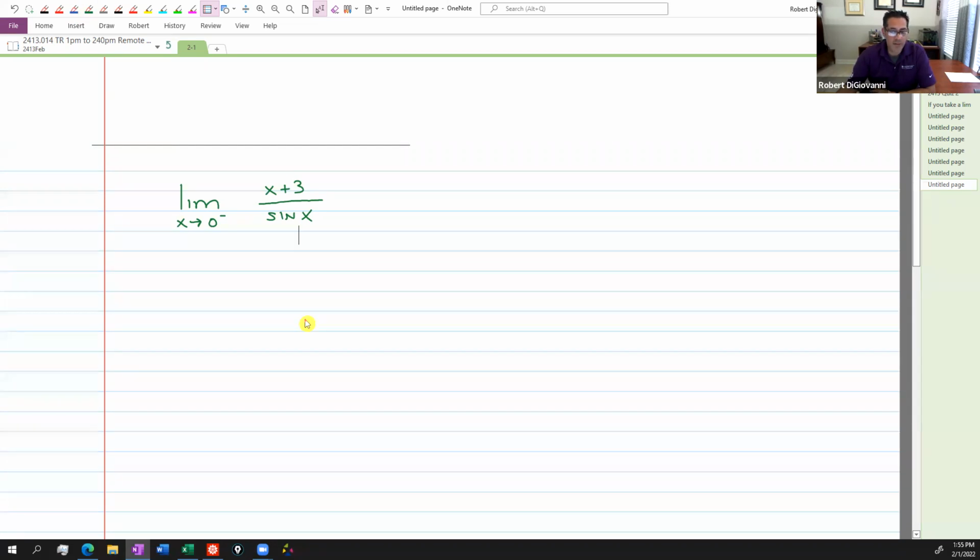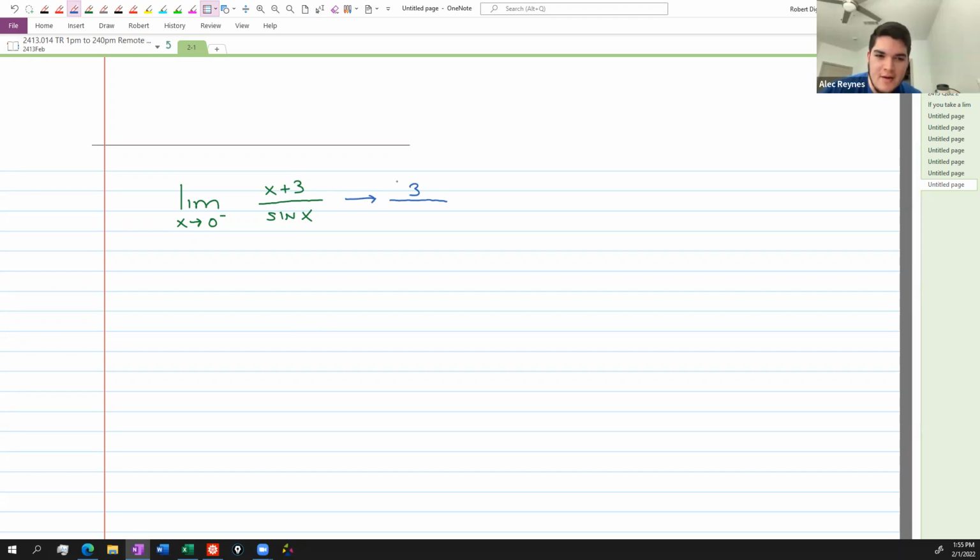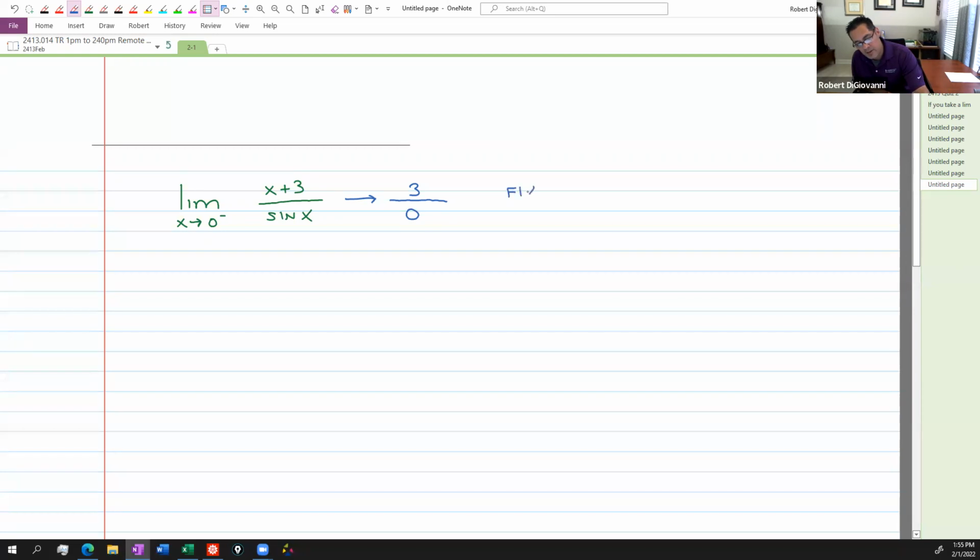So first thing I'm gonna do is let x go to 0, like I do with all limits. When I let x go to 0, the top is headed to, Alec, you're up. Going to three. And then the bottom is headed to sine of 0, right? Which would be? Isn't that 1? No, that's cosine. Oh, then it's 0. Okay, so sine of 0 is 0, right? All right, so right now, here's what we have. We have fixed positive on top and 0 on the bottom.